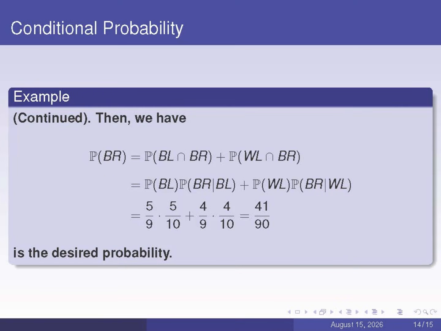The probability of event BL is straightforward to see. That is, drawing a blue marble from the left pocket gives a probability of 5 over 9. Under the condition BL, the right pocket now contains 5 blue and 5 white marbles, making the conditional probability P of BR given BL equals 5 over 10. This provides the calculation for the first term using the multiplication rule on the second to last line. The second term using the multiplication rule can be derived in the same manner, completing the calculation.